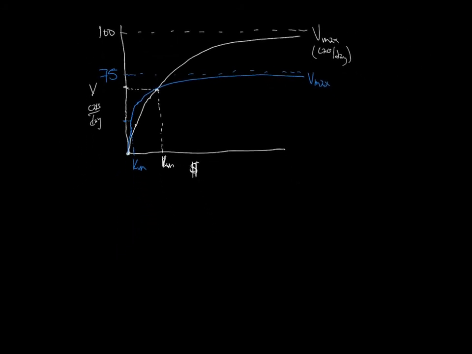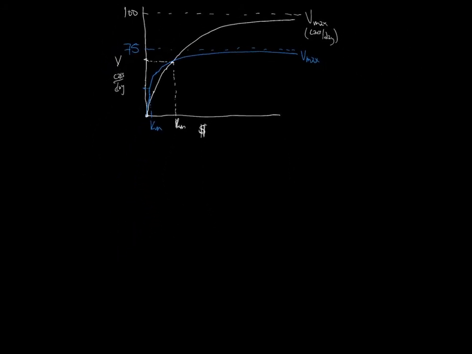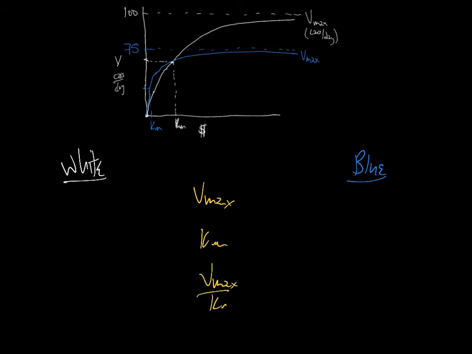Okay. So I'm just going to make that a little bit smaller so that way I can write. So we have the white car company. If it helps you to put a name with it, you can call it GM or Ford or whatever. And then you have the blue car company. So we need to find Vmax, Km, and then this term Vmax over Km. For each of these, the units for Vmax would be cars per day, the units for Km is dollars, and the units for Vmax over Km is cars per day per dollar.